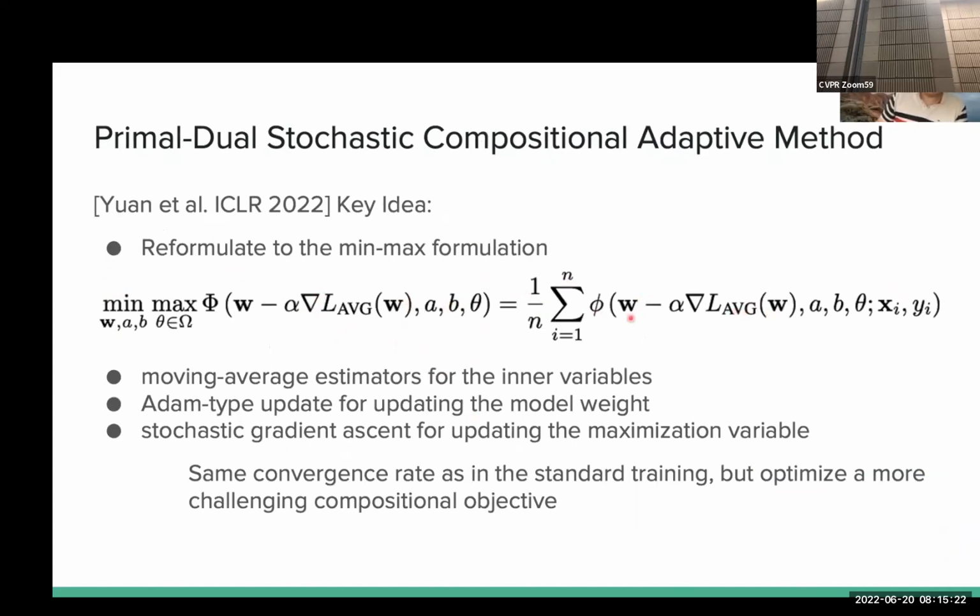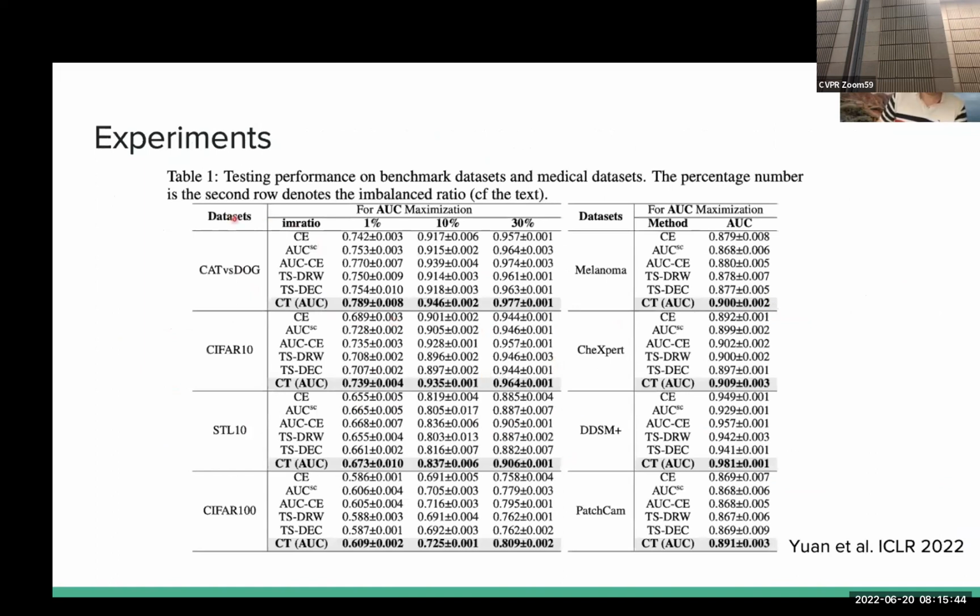In terms of W, they are using a moving average estimator for the inner variable W, and Adam update for the model weights. Then they use stochastic gradient ascent for updating the maximization variable theta here. They can show the same convergence rate as in the standard training, but they are optimizing a more challenging objective, which is the composite objective. And their experiments are much, much better than the previous results.